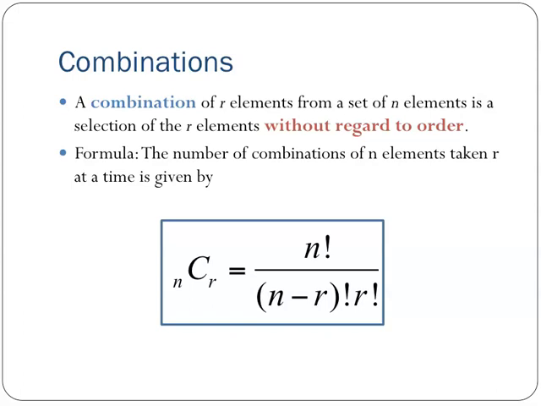Really what you're doing here is you are finding the number of permutations, and then there are some permutations consisting of the same objects. And so we're going to divide those repeats out, and that will give us the number of combinations. Take a look at example 1.